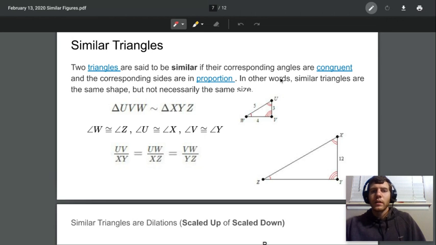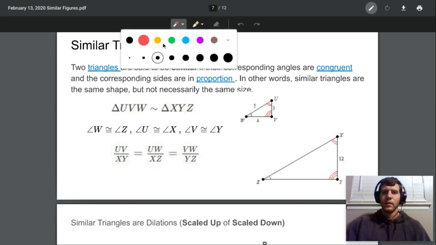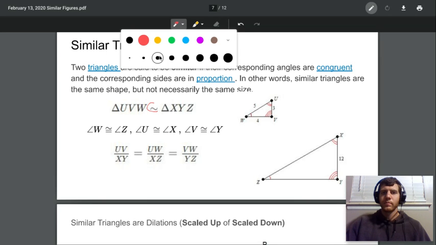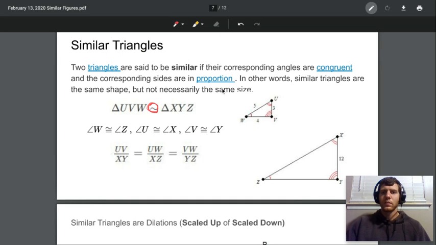Similar triangles have the same shape but different sizes. They look the same, it's just that one is a bigger or smaller version of the other one. First thing here, we have our triangle symbol. So we have triangle UVW, and we have triangle XYZ, and we're saying they're similar. We're using this symbol here to denote that they are similar. That little tilde tells us these two triangles are similar.